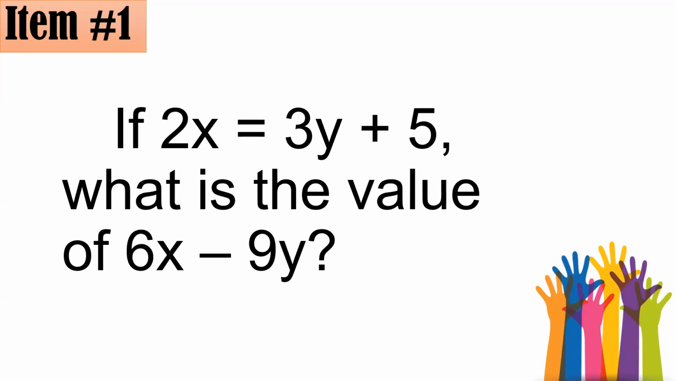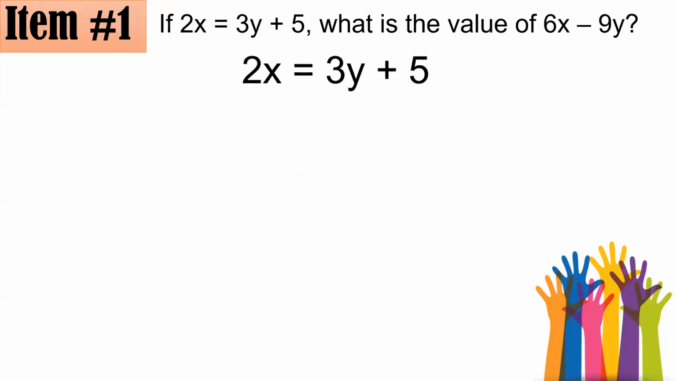Ano po yung sagot niyo dito? 15 daw? All right. Tama nga kaya ang 15? So, in this case, ang ginawa ko po is, I subtracted both sides by 3y. That's why you have 2x minus 3y equals 5.